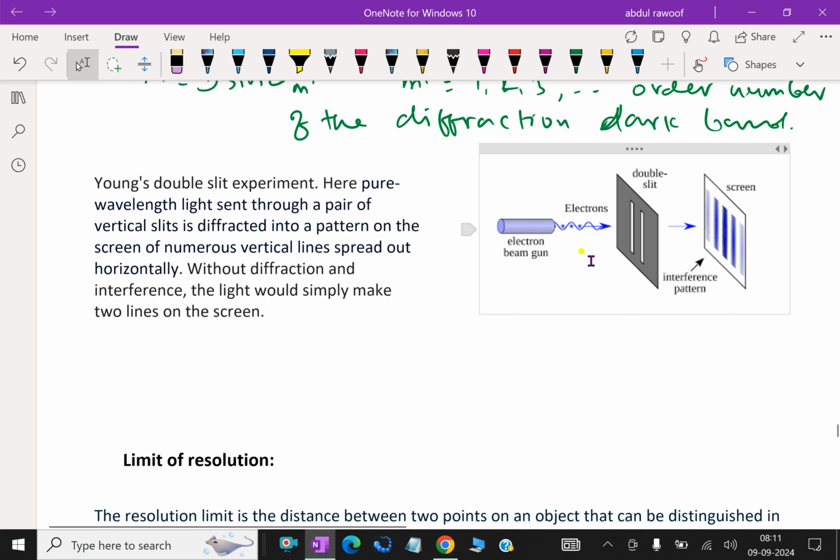Here, this is an electron beam gun, that is a source of electrons. When it passes through the double slit, an interference pattern forms on the screen.